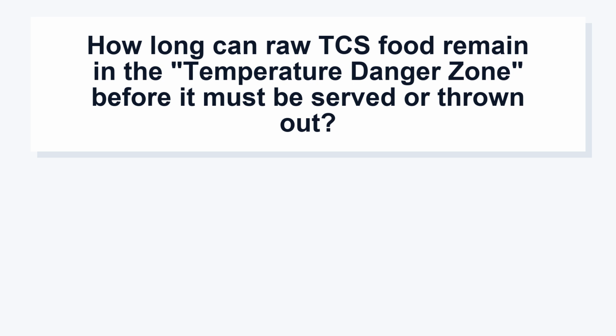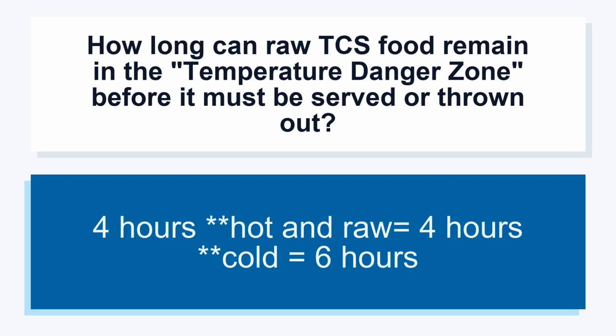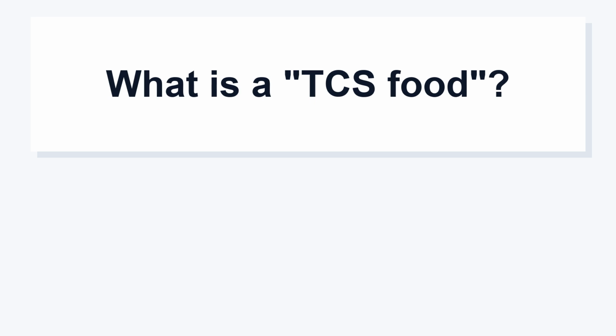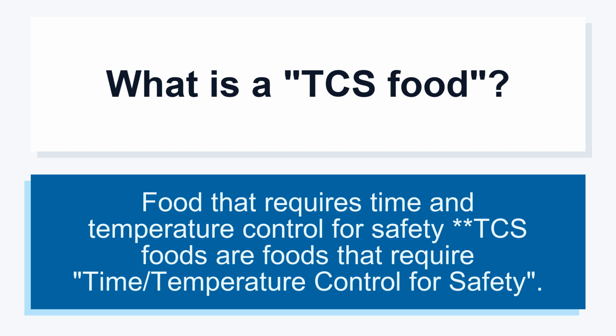How long can raw TCS food remain in the temperature danger zone before it must be served or thrown out? 4 hours hot and raw equals 4 hours, cold equals 6 hours. What is a TCS food? Food that requires time and temperature control for safety. TCS foods are foods that require time/temperature control for safety.